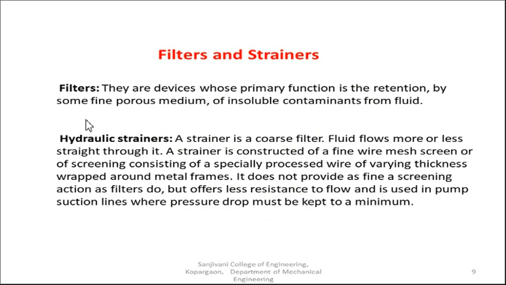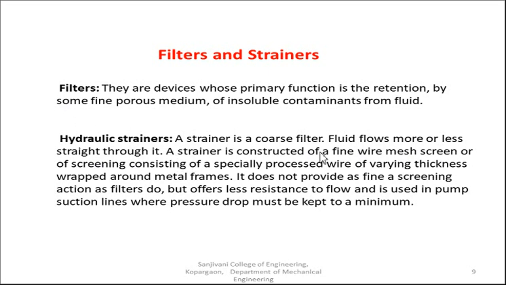So there are two types of filtering devices which are used in a hydraulic circuit. One is a filter and the other is called a strainer. Filters are devices whose primary function is the retention, by some porous medium, of insoluble contaminants from the fluid. So filters actually filter some of the insoluble contaminants from the moving hydraulic fluid. Whereas a hydraulic strainer is a coarse filter, where fluid flows more or less straight through it.